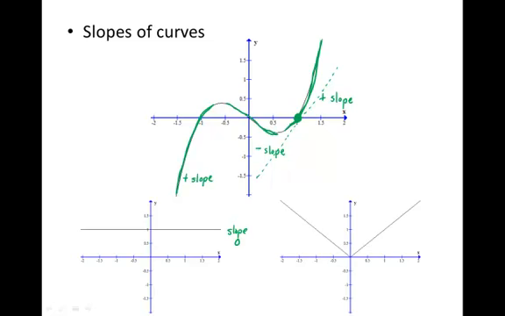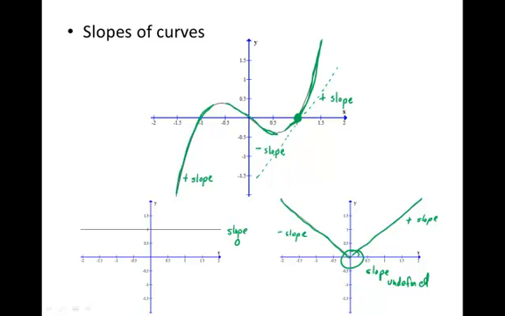Another special case would be something like the absolute value function. Notice here, on this side I have a positive slope, and on the other side I have a negative slope. But at this point right here, the concept of slope doesn't make a lot of sense. Is it positive? Is it negative? Is it a zero slope? So sometimes we may have points at which the slope is undefined. These ideas of slopes for curves will be better defined when you take a calculus course.